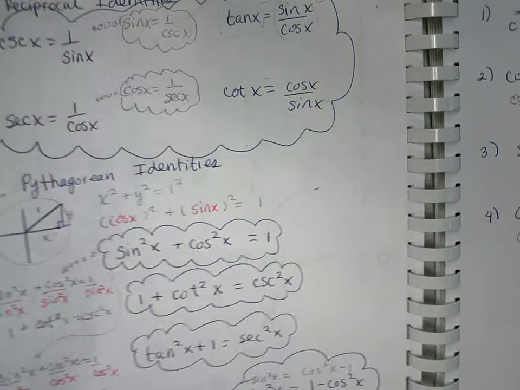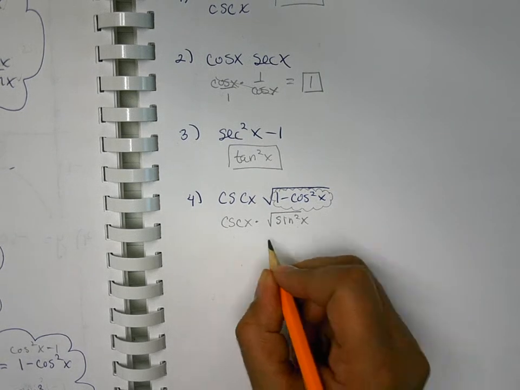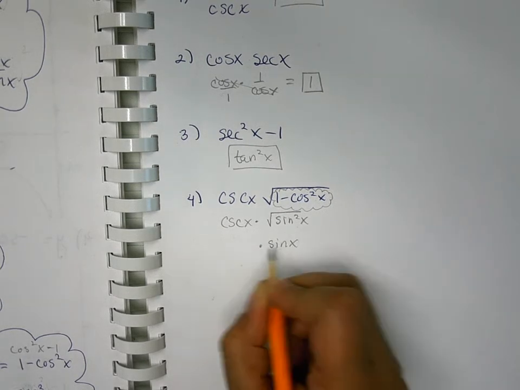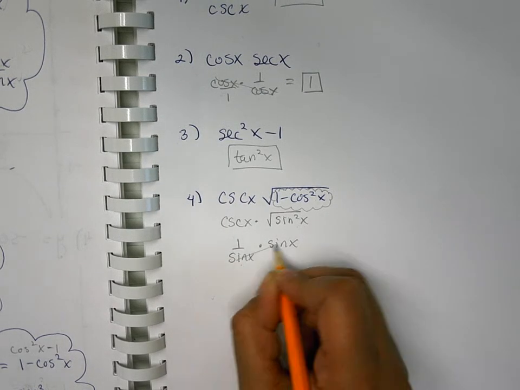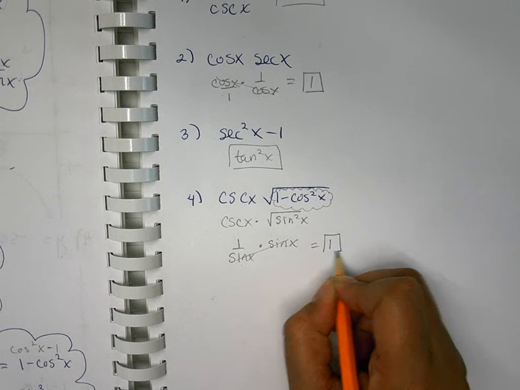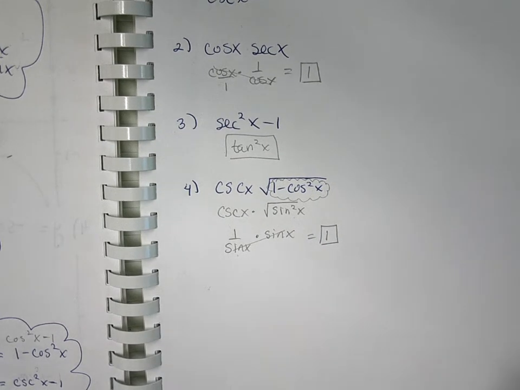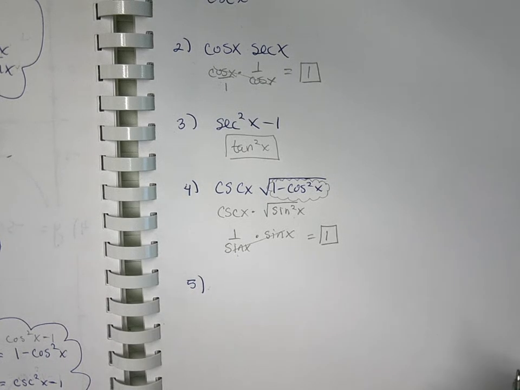All right, and then what's the square root of sine squared? And what's cosecant times sine? 1, because cosecant's the same as 1 over sine x. That step you don't have to show. I'm just showing you in case anybody is not quite sure. All right, questions? Am I going too fast?